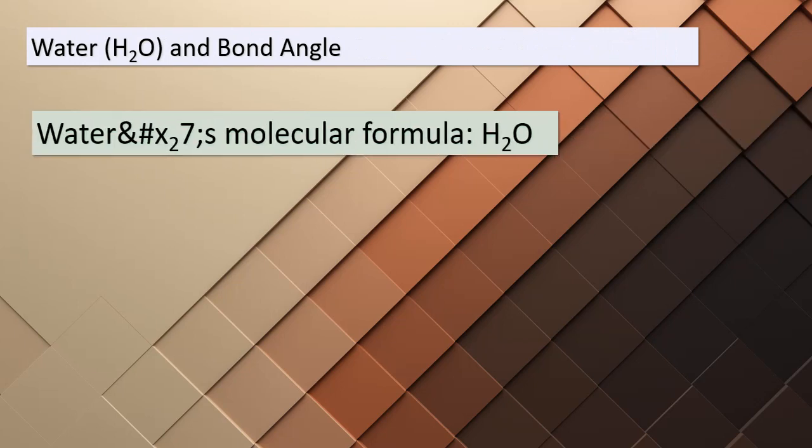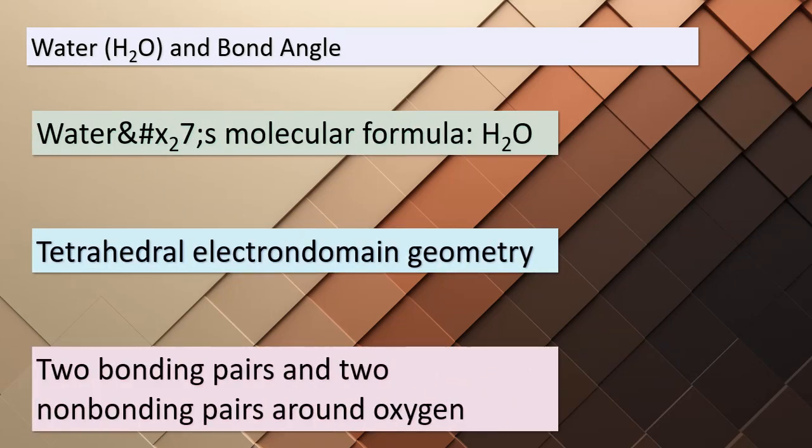Let's now explore water, H2O, students. This molecule showcases a central oxygen atom and 2 hydrogen atoms bonded to it. As per the VSEPR model, the arrangement should be tetrahedral due to the 2 bonding pairs. However, here's the catch: there are not 1, but 2 non-bonding pairs of electrons around oxygen.